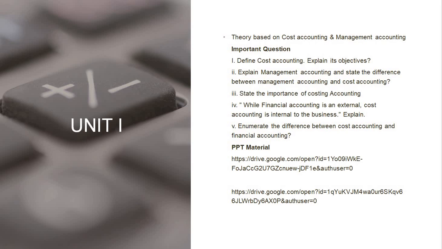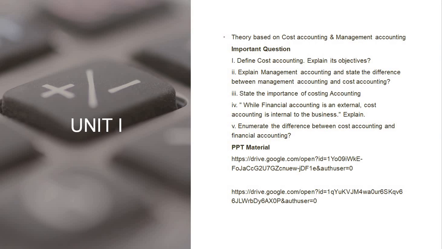Okay, and secondly, you will have to learn the difference between management accounting and cost accounting, and also you have to learn the difference between cost accounting and financial accounting, so that it will help you to deal with all the theory questions coming under that. And after that, you have to learn the importance of cost accounting, costing as well as accounting separately. And one other important question which is frequently seen in the question papers is, while financial accounting is an external accounting and cost accounting is internal to the business, explain.